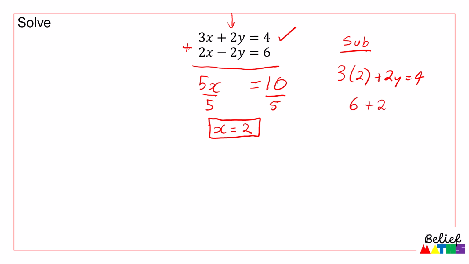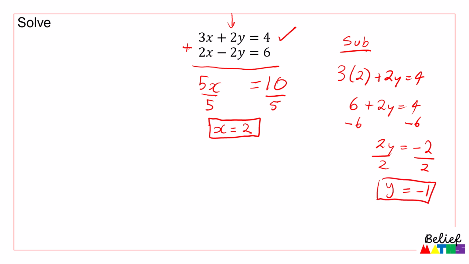6 plus 2y equals 4. Subtract 6 from both sides. We get 2y equals minus 2. And then finally, to find 1y, we just divide both sides by 2. And we get y equals negative 1. So our solution to these simultaneous equations is that x equals 2 and y equals minus 1.